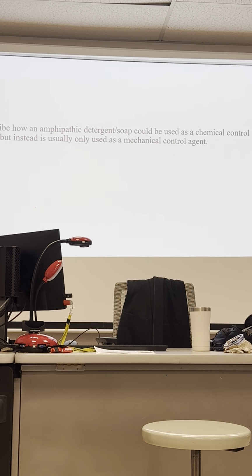Describe how an amphipathic detergent could be used as a chemical control agent, but instead is used only as a mechanical control agent. Polar and non-polar, and one end is attracted to water and the other attracted to oil. Yes, exactly like that. But on a multiple choice, it would be something like the molecule has a polar and a non-polar end, something like that. Has to be real simple. I can't make the answer this big because, you know, usually the long ones.